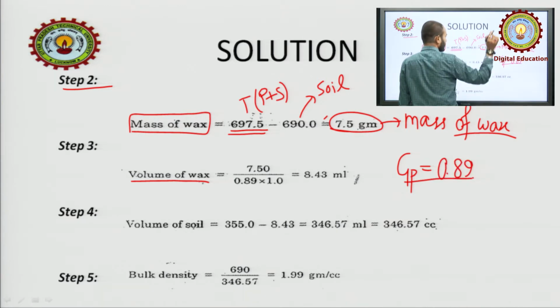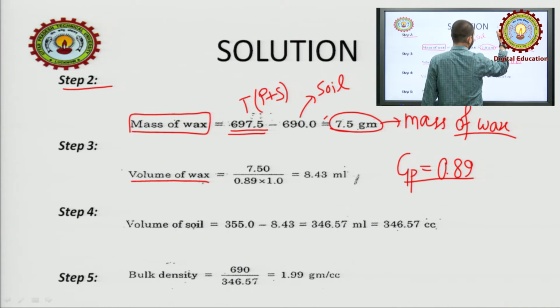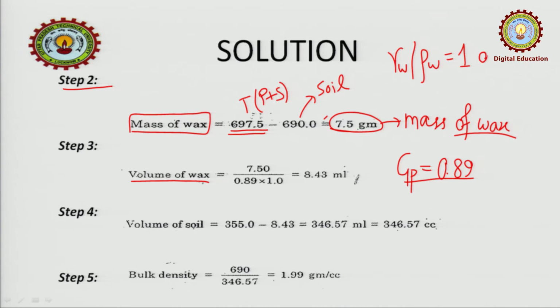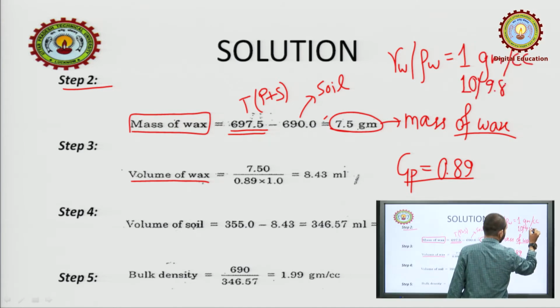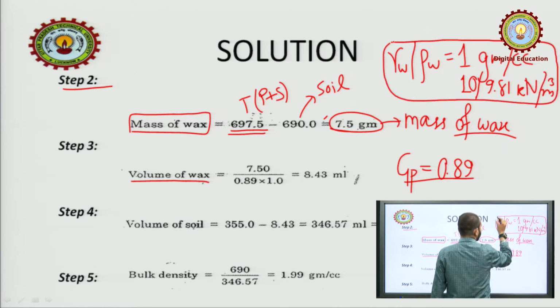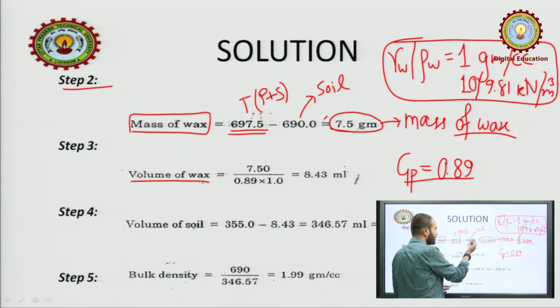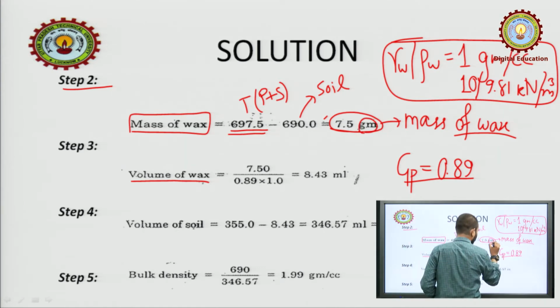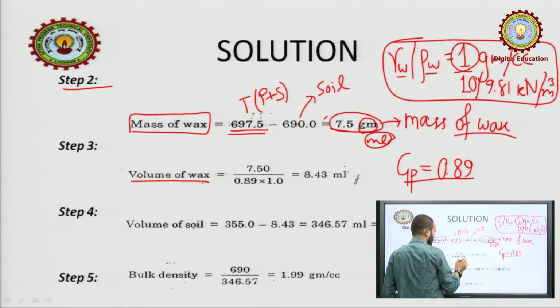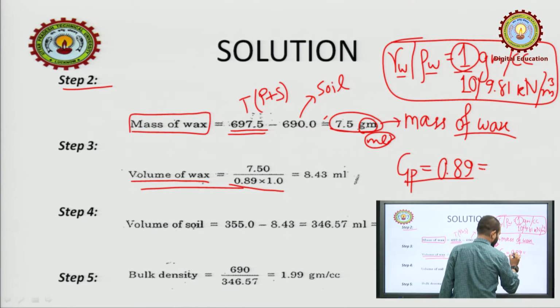Remember one thing, the value of gamma w or sometimes rho w is equal to 1 when written in gram per cc. It is 10 or 9.81 when it is written in kilonewton per meter cube. Okay, remember this, this is important. So in this case you can see we are working in gram and ml only, so the value of rho will be 1. So this is used here. The specific gravity of this paraffin wax is given to us to be 0.89.